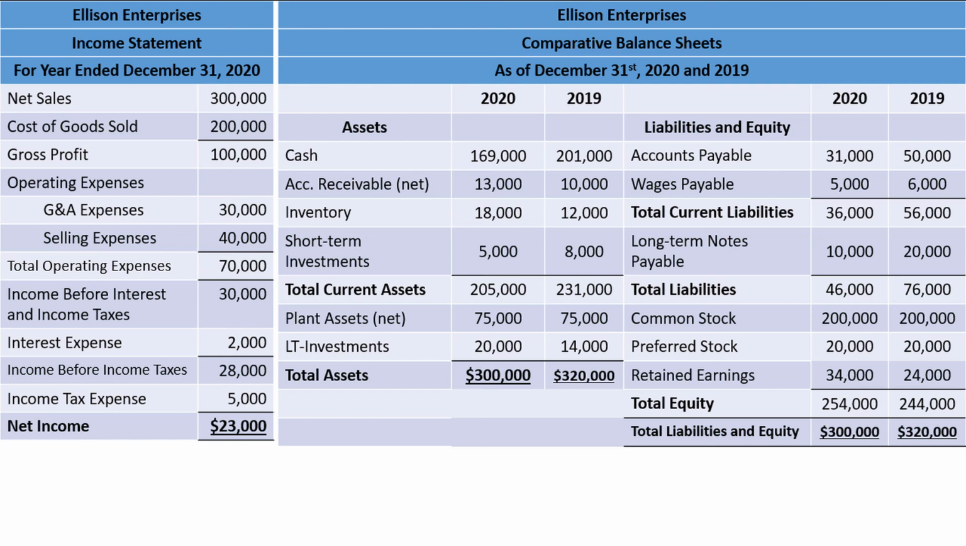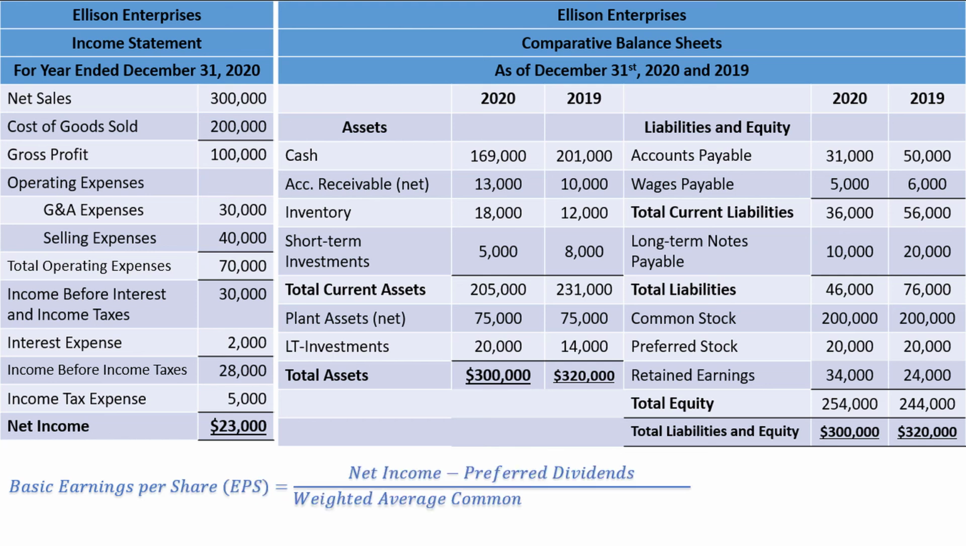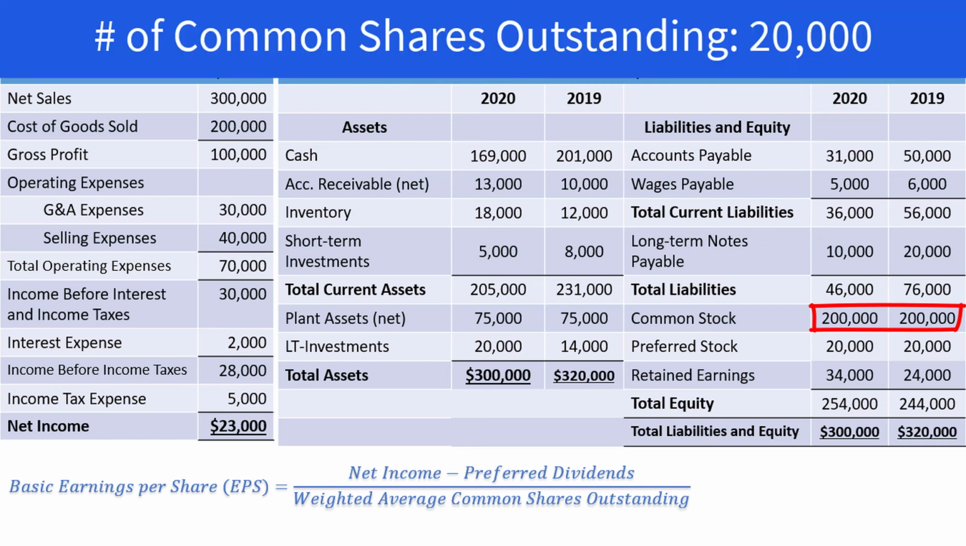Our final profitability ratio is the basic earnings per share, which is found by taking the net income and subtracting the preferred dividends, and then dividing by the weighted average common shares outstanding. In our example, common stock is the same at the beginning and the end of the period. There are 20,000 shares, as we said when we calculated the book value per common share, so this becomes the denominator in our formula.